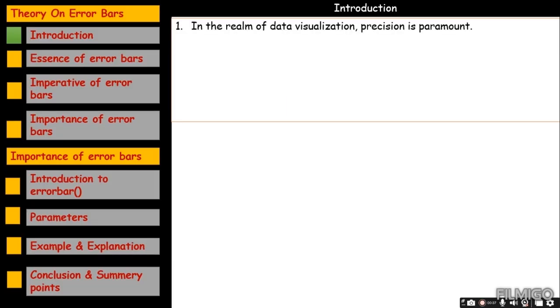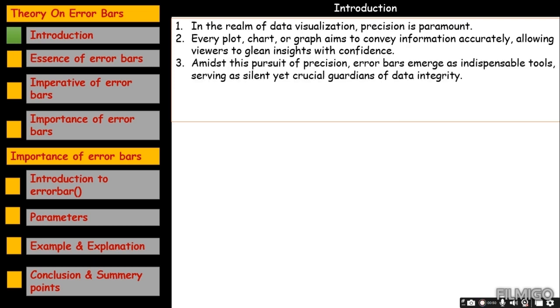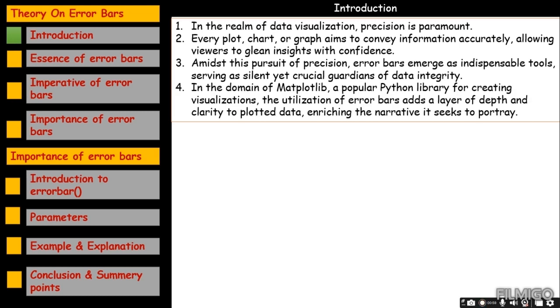In the realm of data visualization, precision is paramount. Every plot, chart, or graph aims to convey information accurately, allowing viewers to glean insights with confidence. Amidst this pursuit of precision, error bars emerge as indispensable tools, serving as silent yet crucial guardians of data integrity. In the domain of Matplotlib, a popular Python library for creating visualizations, the utilization of error bars adds a layer of depth and clarity to plotted data, enriching the narrative it seeks to portray.